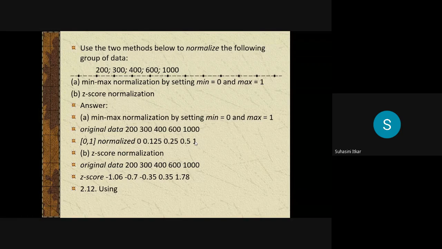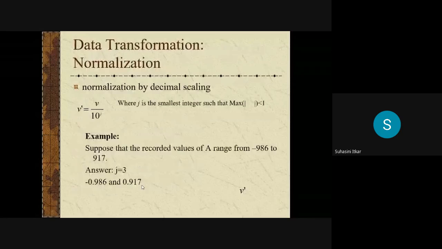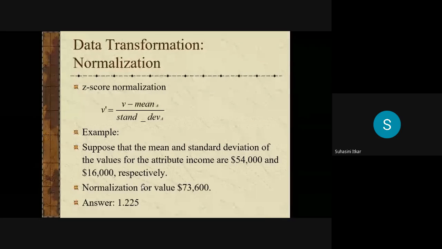Now go for z-score normalization. Here you are expected to calculate the mean value and the standard deviation, and then just do the replacement. So for the same 300 and 1000, I want the z-score values. Calculate the mean, calculate the standard deviation.